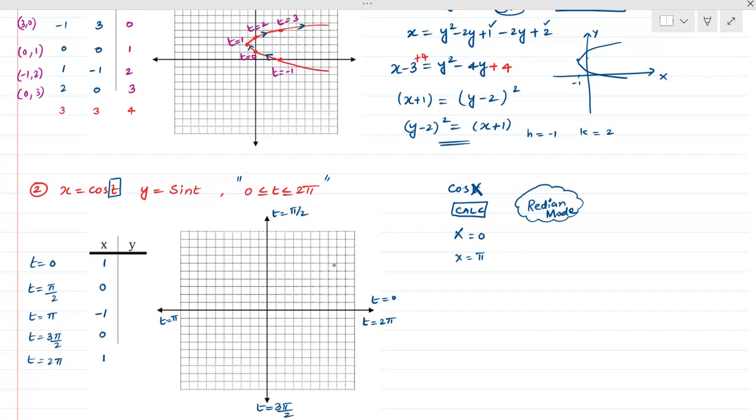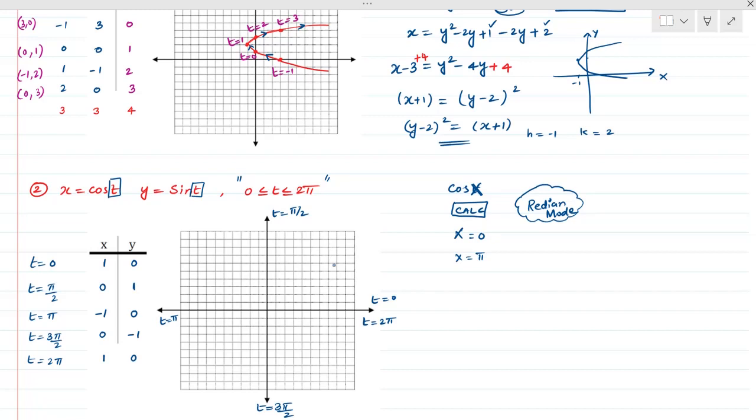Now similarly, I will use the same t values in y. When I substitute t equals 0, it becomes 0. When t equals pi over 2, which is 90 degrees, it is 1. Here sine pi is 0. And then sine 3 pi over 2, whose value is minus 1. And sine 2 pi is equal to 0.